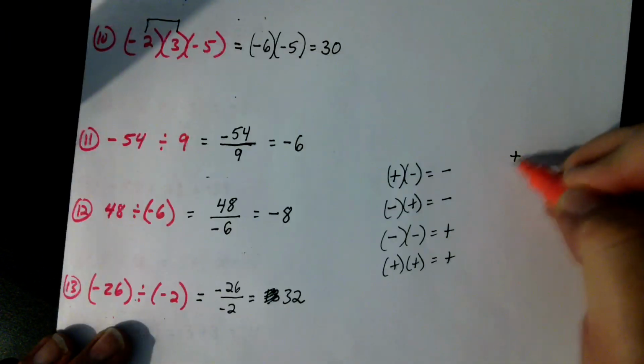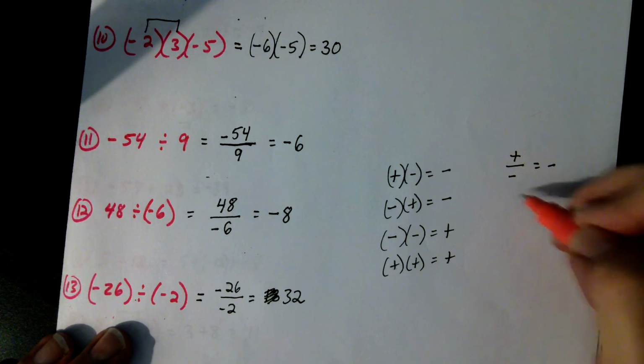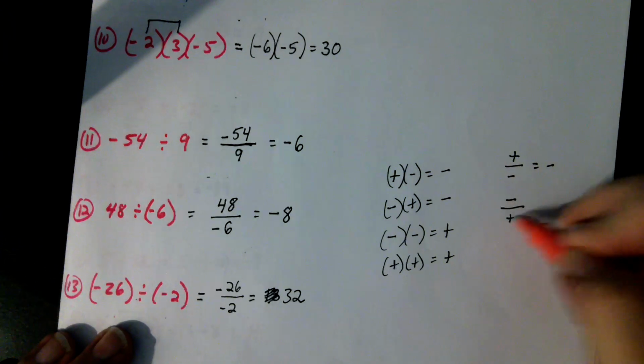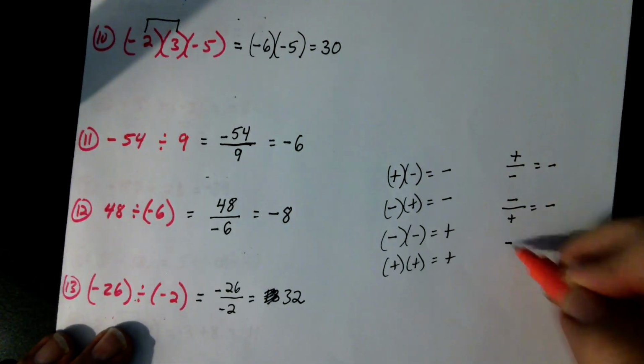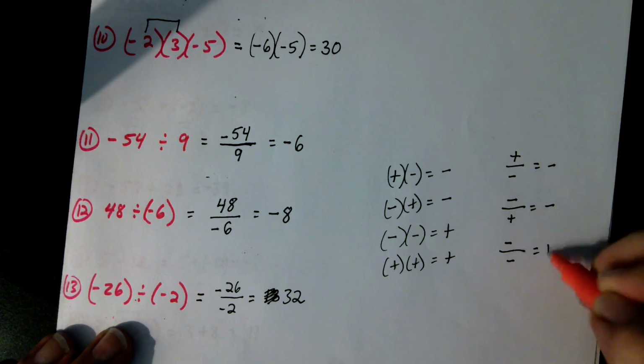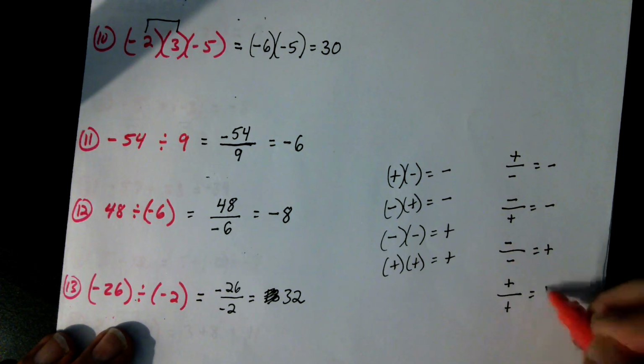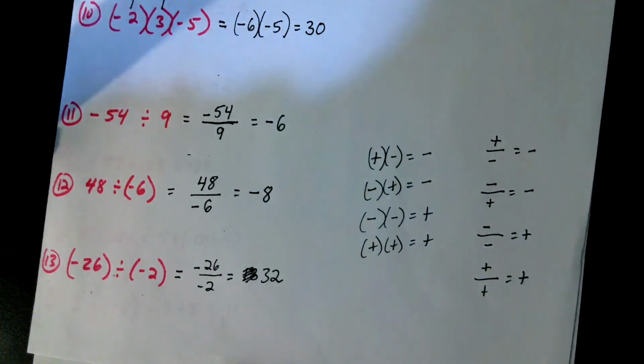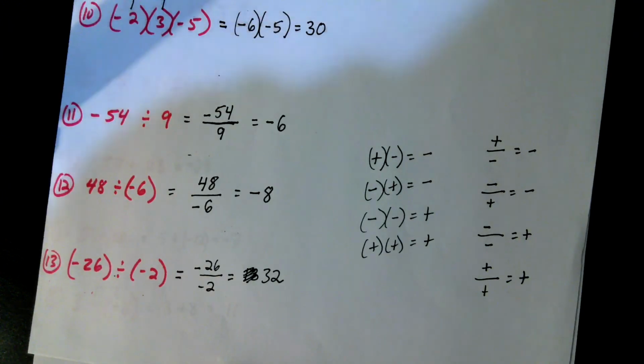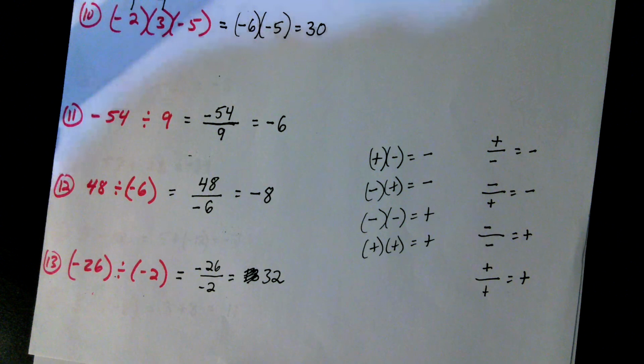So a positive divided by a negative is a negative. A negative divided by a positive is a negative. A negative divided by a negative is a positive, and a positive divided by a positive is a positive. And then with addition and subtraction, just remember, if the signs are the same, you add them and carry the sign. If the signs are different, you take the difference of the numbers and carry the sign of the larger integer. That's the end of today's lesson on integers.